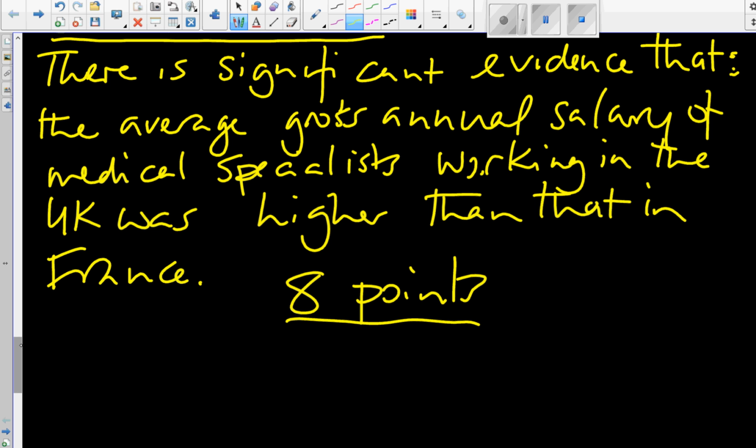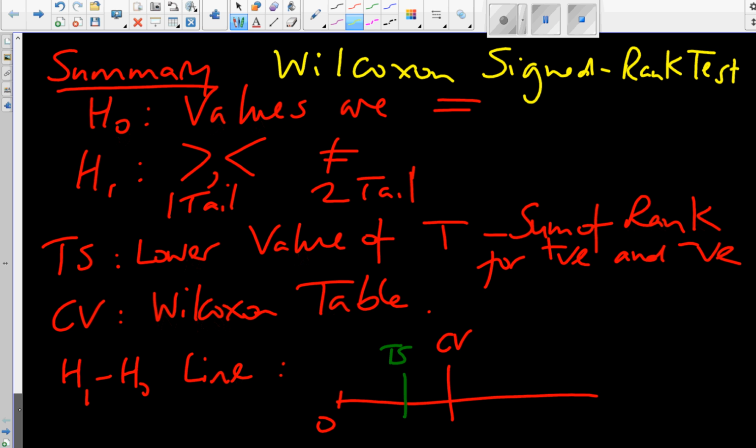Now, finally here, I've just written a very quick summary sheet of the Wilcoxon signed rank test so that you can look it up and write it down. And remember that we're looking at page 32 of the AQA tables, table 10. It will give you the Wilcoxon critical values and it will give you the formulae in there.